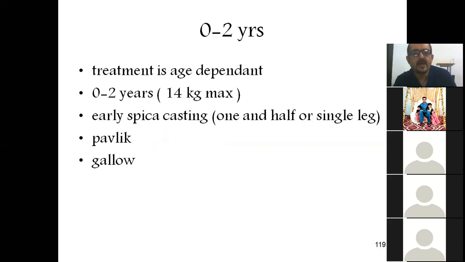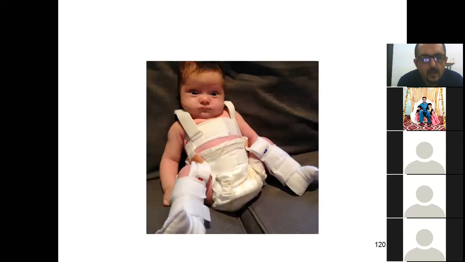So, regarding treatment of femoral shaft fractures, 0 to 2 years of age patients can be treated with pelvic spica casting, direct spica casting, 1.5 spica cast, or pelvic harness or gallows traction. Jahan Zeb, what is this? A pelvic harness, sir. Okay, what are the components of a pelvic harness? A flexion strap, sir. Yes. And a thoracic component. Okay. And abduction straps. Okay. Yeah. And shoulder straps. And shoulder straps and stirrups.